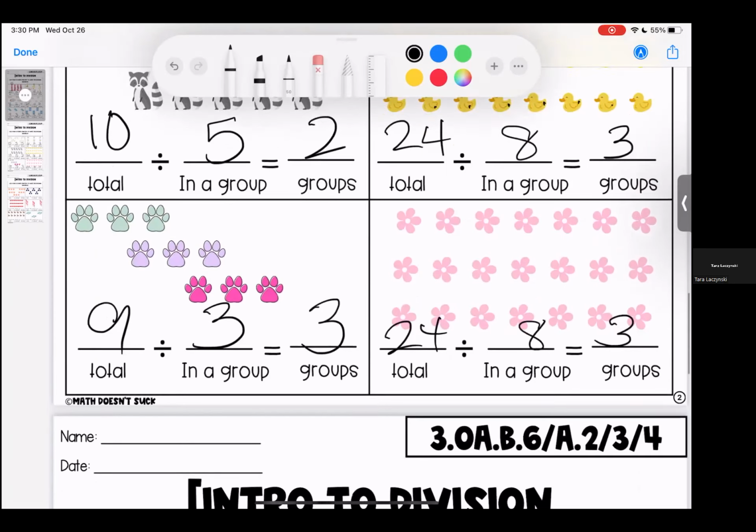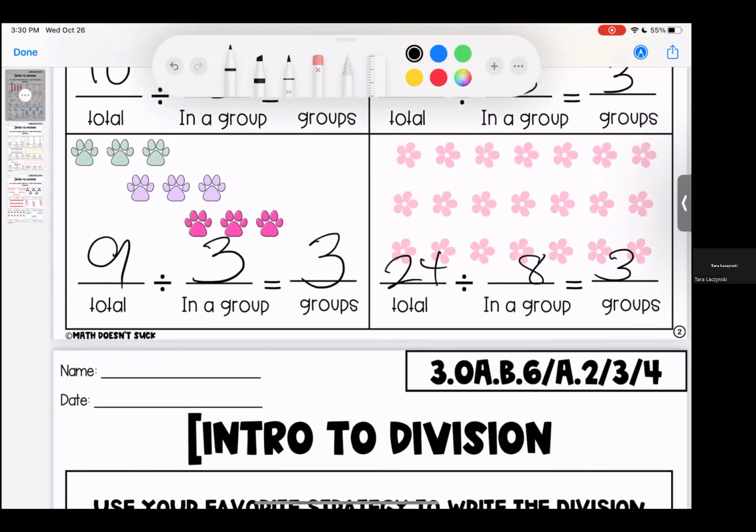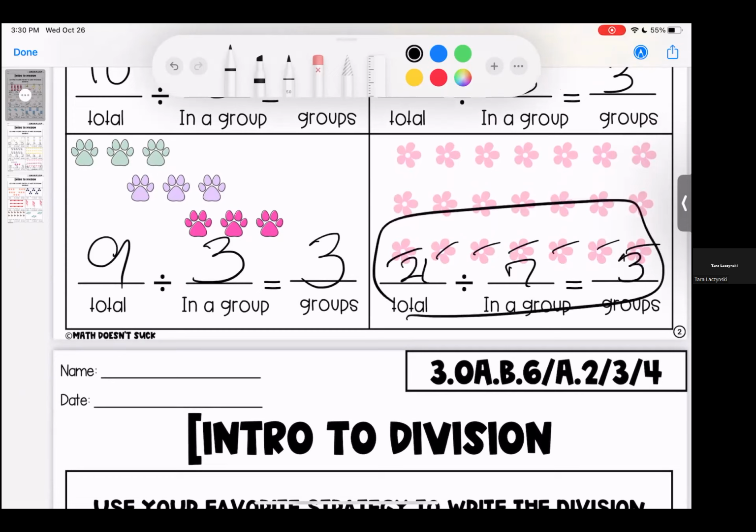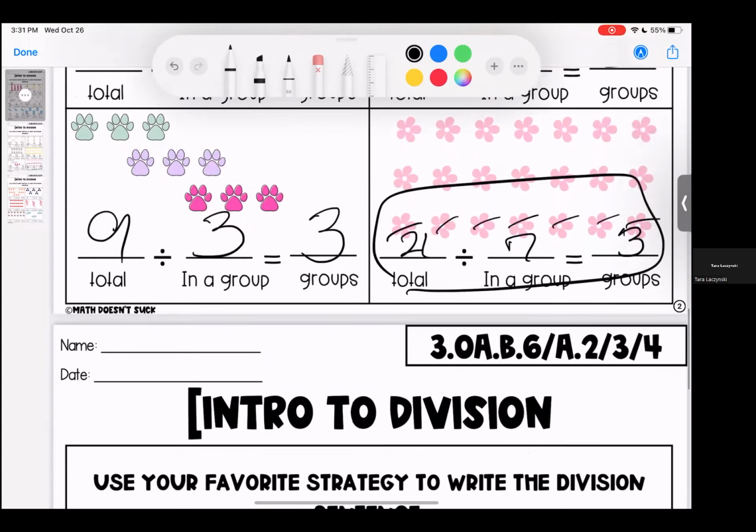These are very, very similar, so be careful. Actually, I think I counted that wrong. Hold on. Rewind. 1, 2, 3, 4, 5, 6, 7. There's 7 in a group with 3 groups. This is 21. Good thing I checked my math. Thought they looked very similar. So 21 divided by 7 equals 3.